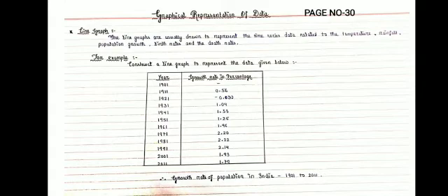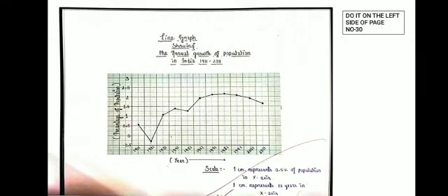There are two columns in this set of data. In the first column, there is the year, and against each year the growth rate in percentage is given. Based on this data, we have to prepare a simple line graph, and the line graph will look like this. At the top of the line graph, we have to put the heading, and we also have to write the subheading, that is, showing the annual growth of population in India from 1911 to 2011.